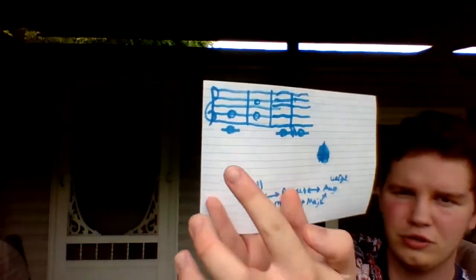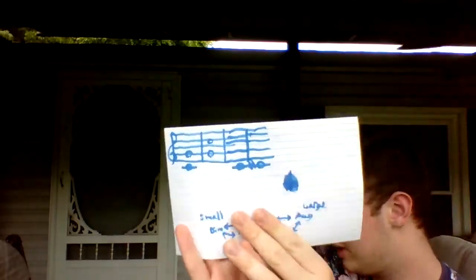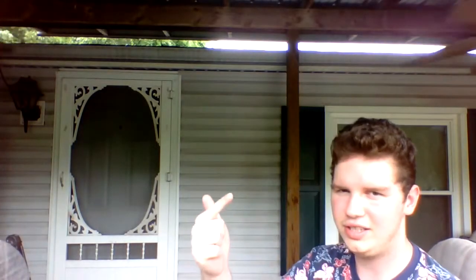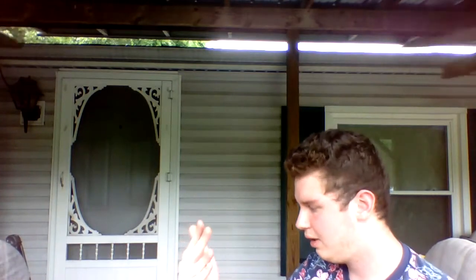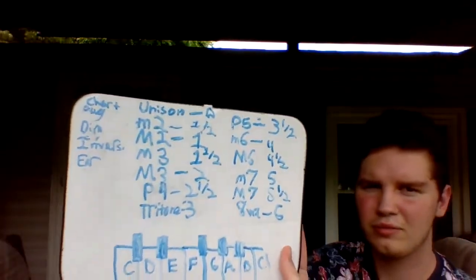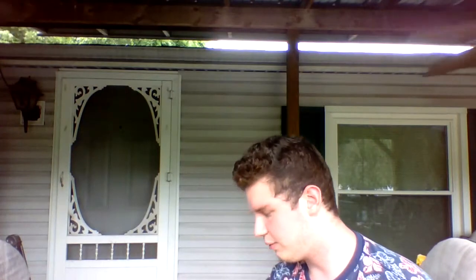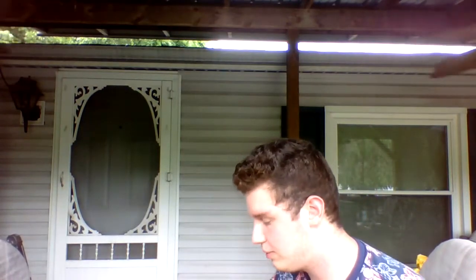So right here at the top, I drew C and G together. That's a perfect fifth, we know that. And we can count C, D, E, F, G, that's a fifth. And a perfect fifth, it says on my chart here, is 3.5 intervals. So we see that C to G, if we count, is going to fit that.